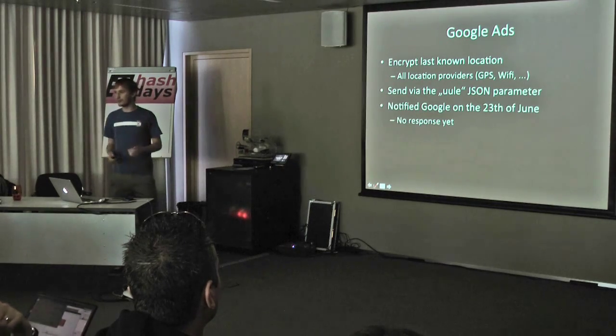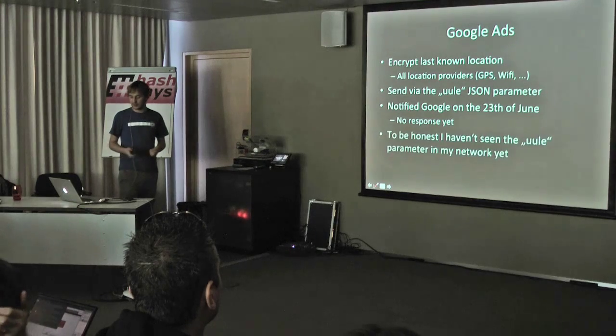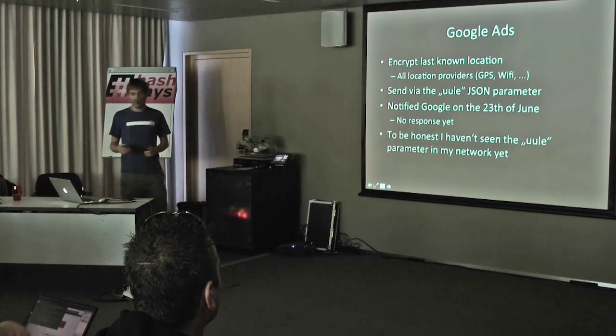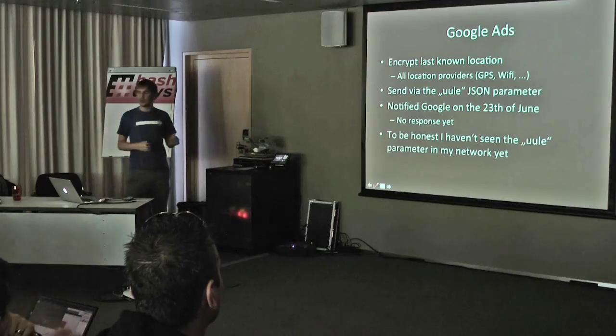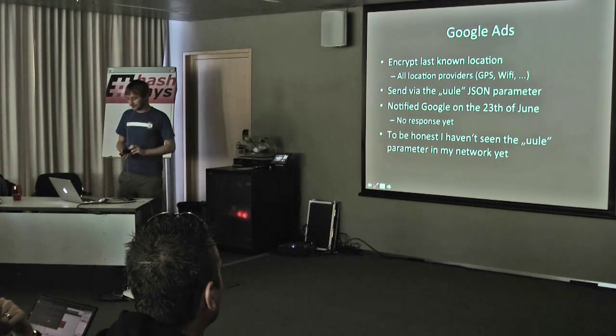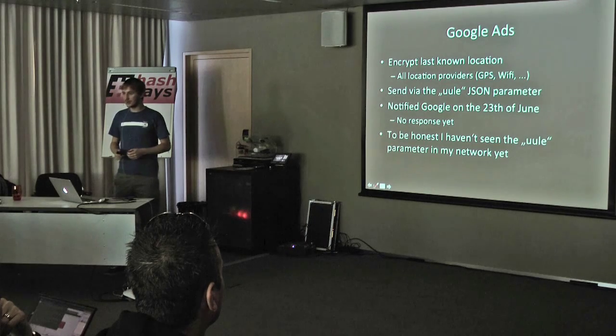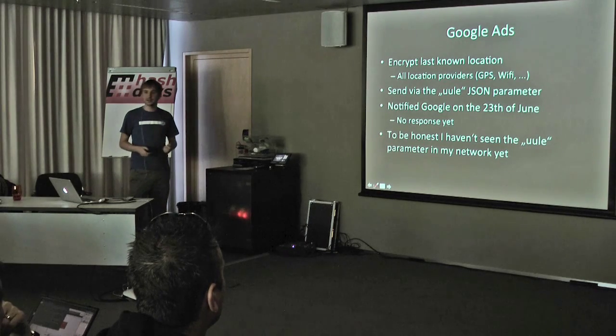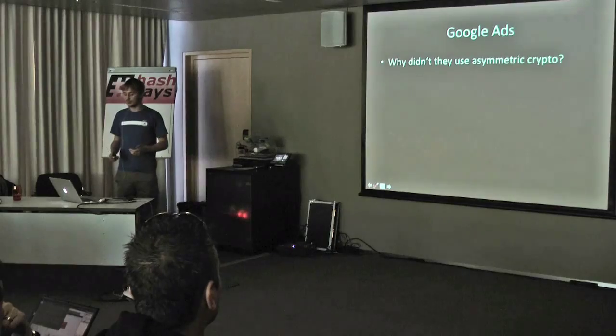I notified Google, but it seems they don't care. And to be honest, I haven't seen the UULE parameter on my network yet. I still have to do that. But the thing is, why is Google Ads using symmetric crypto?